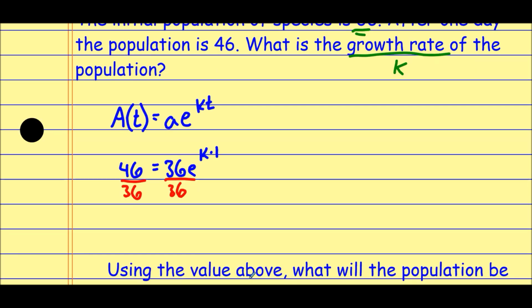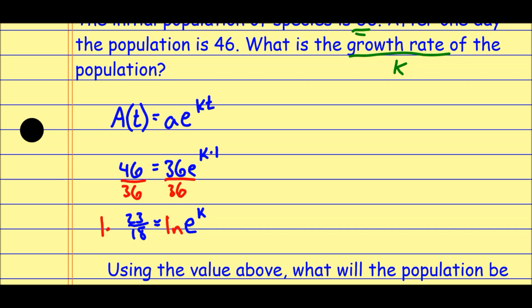And we can just leave this as a fraction. You can reduce the fraction if you want. That's 23 over 18. I guess I'll reduce it. And now this is e to the k times 1, which is just k. But now to undo e raised to a power, this is where I would use the natural log. Remember, natural log is log base e, so if I want to undo e raised to a power, I need to use log base e, which is the natural log.